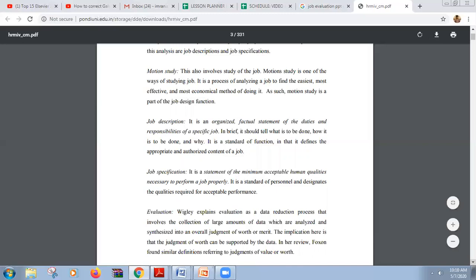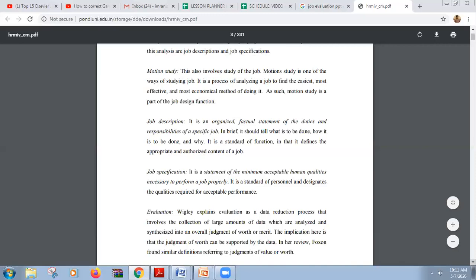So in job specification, we specify whether a person is required with welding skills, so that a person who has good welding capabilities will perform this job. Otherwise, a semi-skilled or non-technical person cannot perform this job. So job specification is to recognize and tell the job qualities that are needed to perform this job.